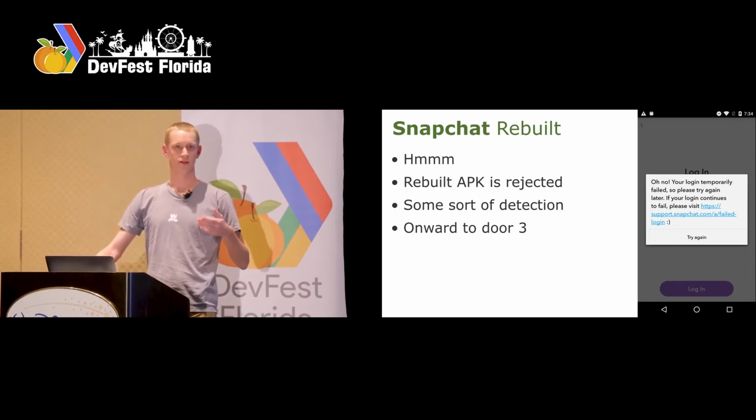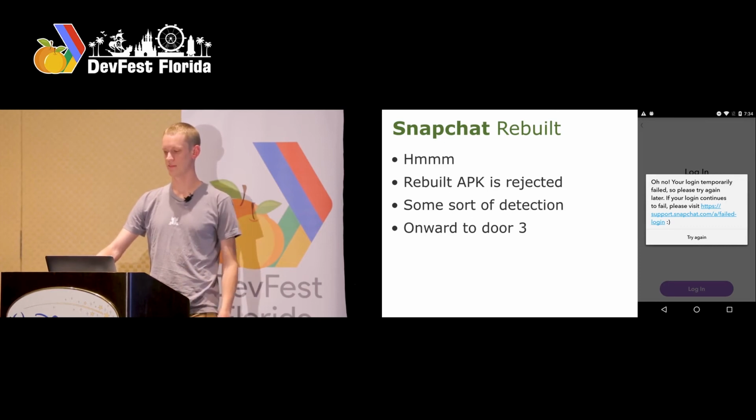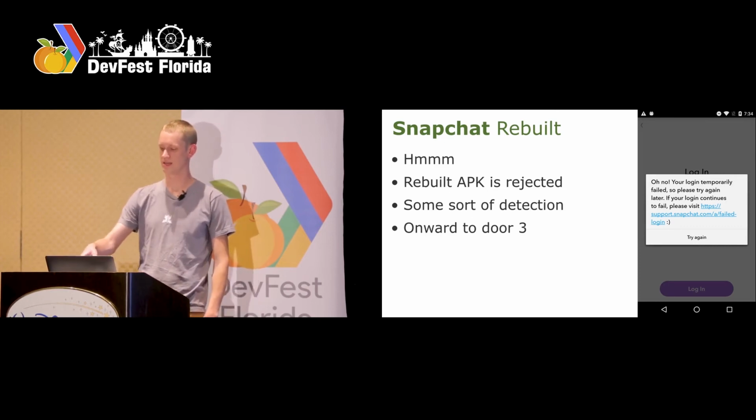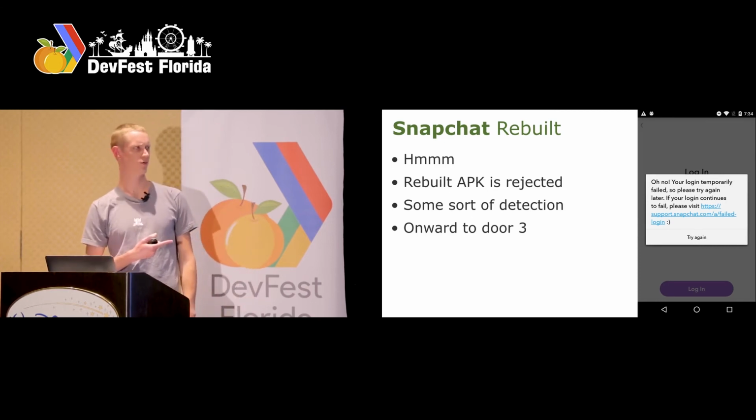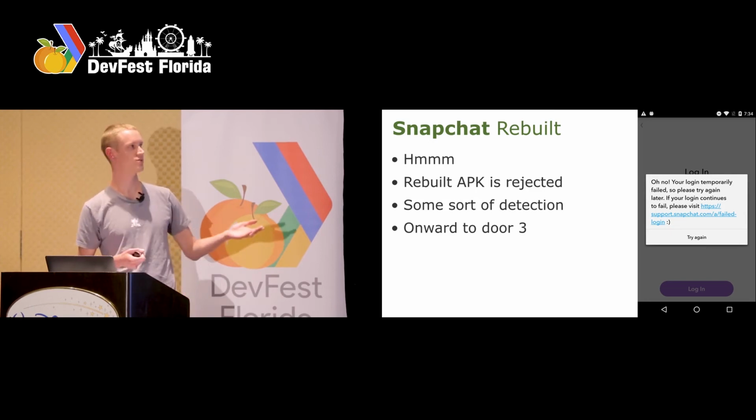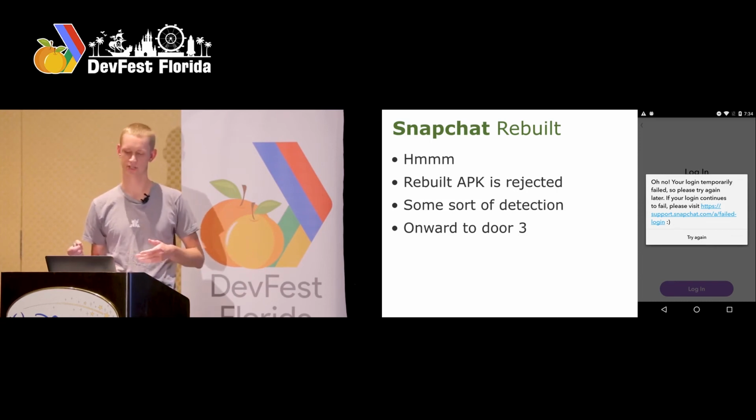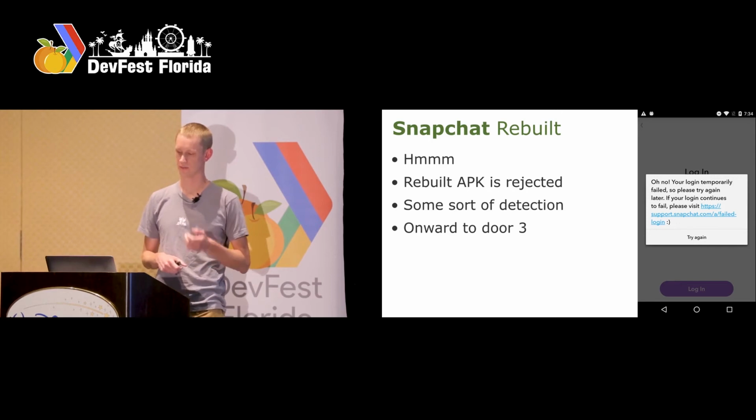I got one request through, but then Snapchat blocked me again. It said, oh no, your temporary failed, try again. If you click that link in there, it leads you to a page that says don't use third-party apps, which was strange. Even though I was using the official app, they detected that I wasn't. It was the official app with some changes, but it wasn't official. I was like, wow, how did they do that?